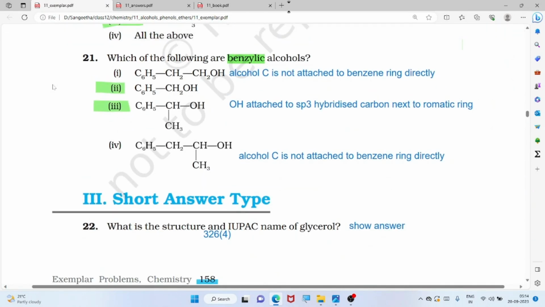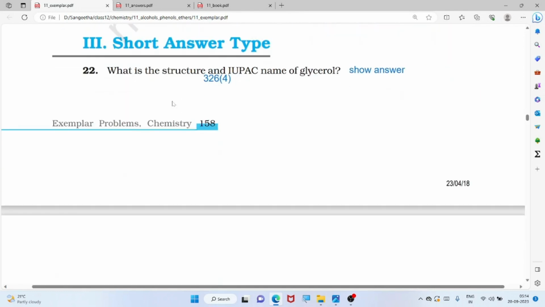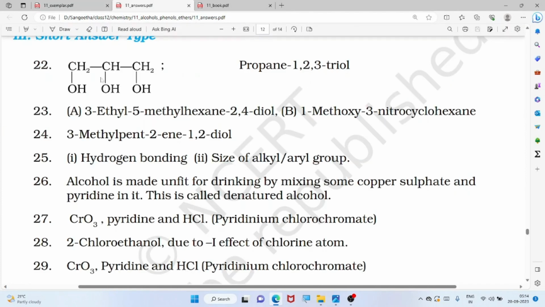Which of the following are benzylic alcohols? Benzylic alcohols: see here, the OH is attached to the sp3 hybridized carbon atom which is connected to the benzene ring. Here this carbon atom with OH is connected to the benzene ring, but here you see this carbon atom is not connected to the benzene ring. So these two are the benzyl alcohols. See, what is the structure and IUPAC name of glycerol? This one.